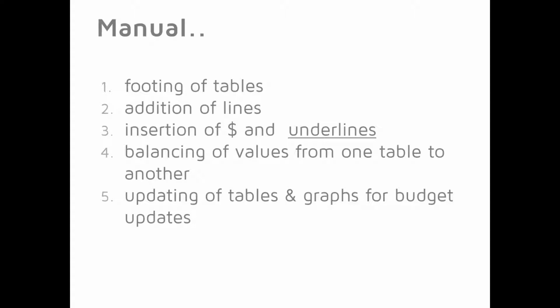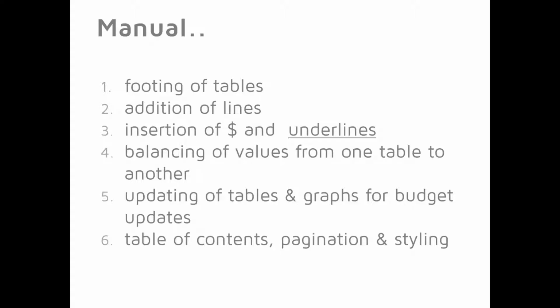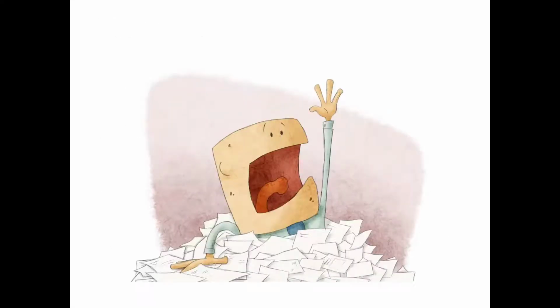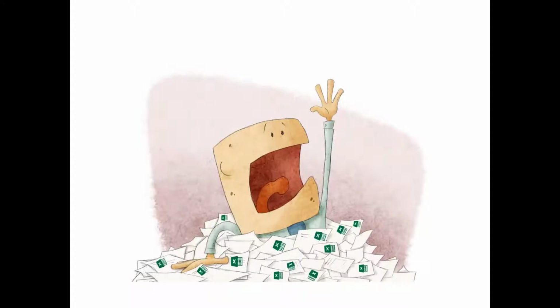So then you've got to go back, update your budget, and then go through and ensure that you catch all 926 changes throughout the budget book in tables and graphs and narrative potentially. So you reprint and then you get down to the finalization: table of contents, pagination, styling. At the end of this process, you're buried in 15 different printed versions of your documents and 15 or 20 or 40 different electronic versions.